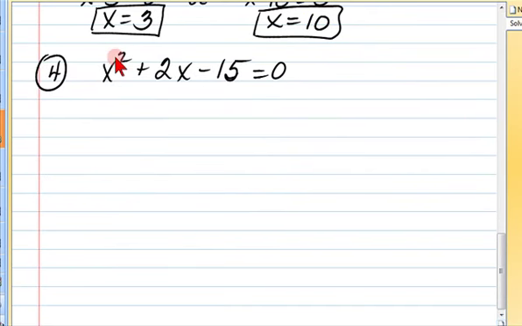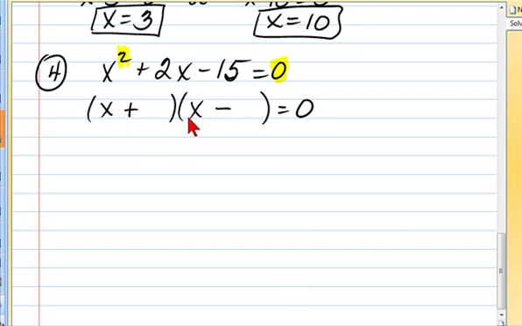Characteristics. Is it quadratic? Yes. Is it equal to 0? Then we're in good shape. We're ready to factor the left-hand side. If the last sign is negative, what does that tell us about the signs? One of each. Need an x and an x.